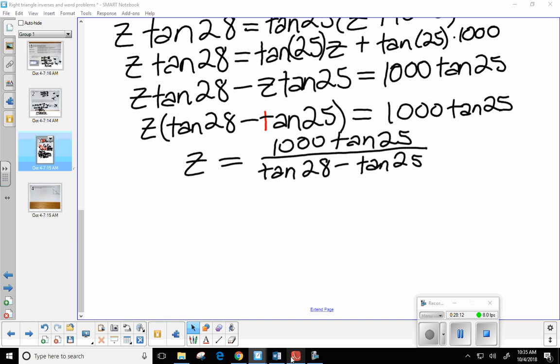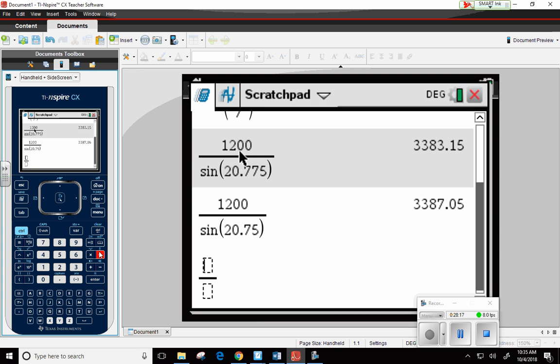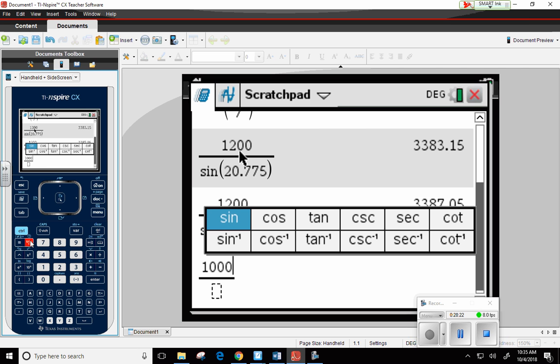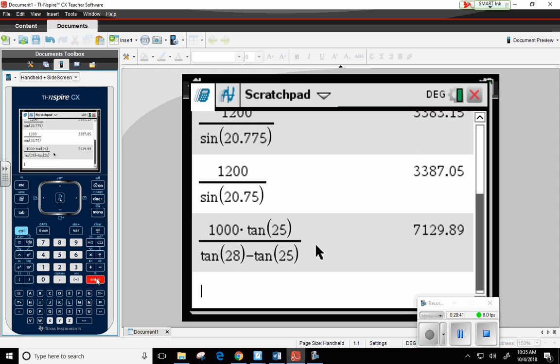Okay, and so let's plug it into our calculator. Then control divide gives us a fraction of 1,000 tangent. What was in the tangent on top? 25. Okay, and then the bottom was tangent 28 minus tangent 25. That gives us 7,129.89. Is that what everybody else got? 7,129.89. Okay.